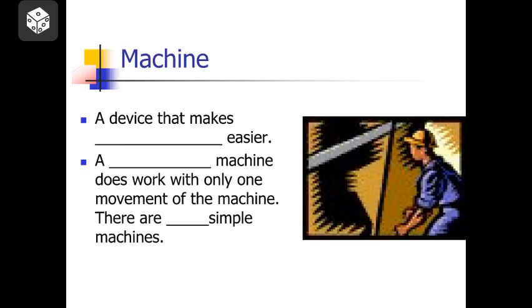So the second thing here, a simple machine does work with only one movement. And basically what we're going to look at is the fact that there are six simple machines. So we're going to go through each one at a time, and they're on different slides.